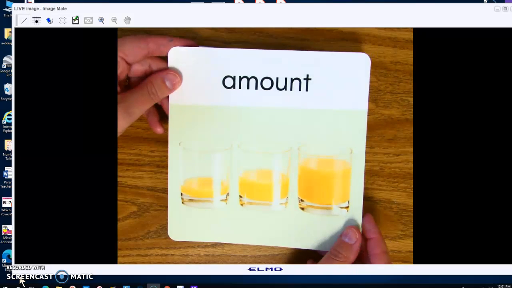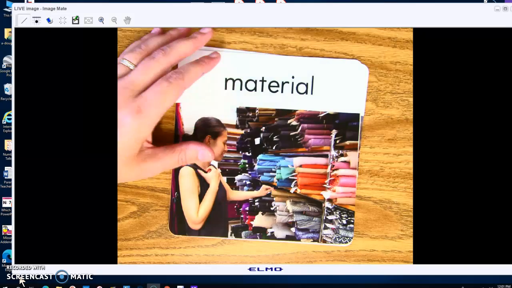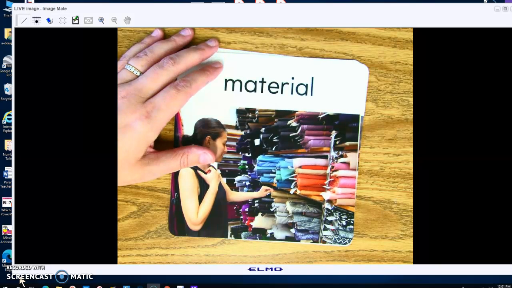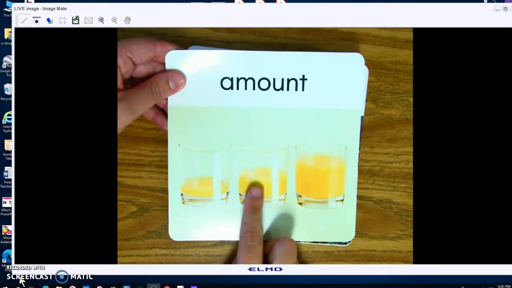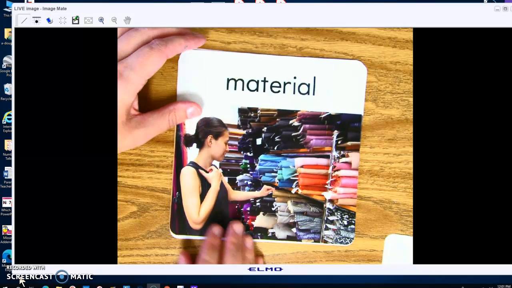First one is amount. Everyone say the word. Amount. Okay. So an amount is how much there is of something. So each glass has a different amount of orange juice. Okay, next word, material. Say it.